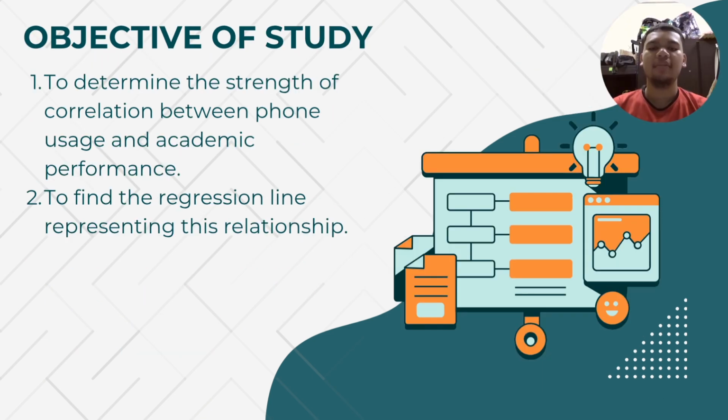This slide shows the main goal of our study. First, we want to determine the strength of correlation between phone usage and academic performance. This means we are checking if there is a strong or weak relationship between how much students use their phone and their CGPA. Second, we aim to find the regression line that represents this relationship. This line helps us understand the trend and make predictions based on the data. These objectives guide our analysis and help us draw meaningful conclusions from the study.